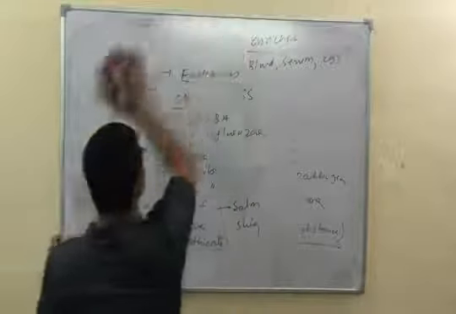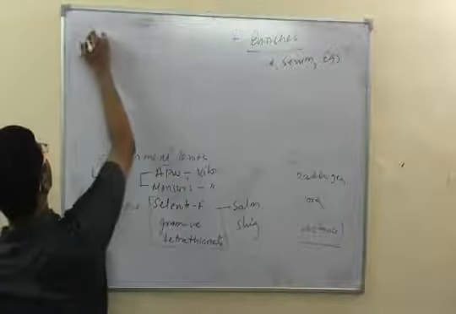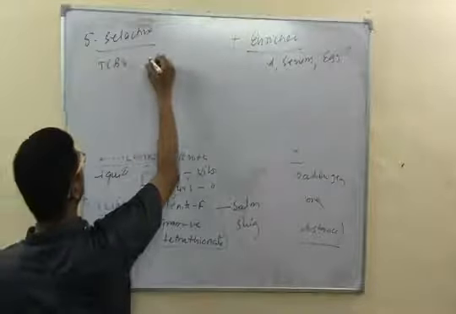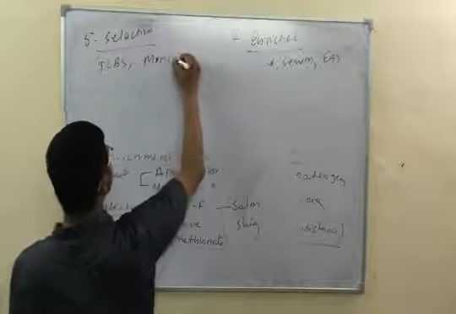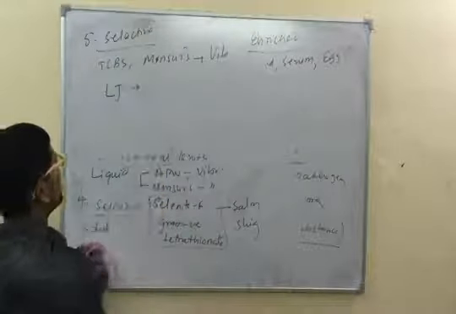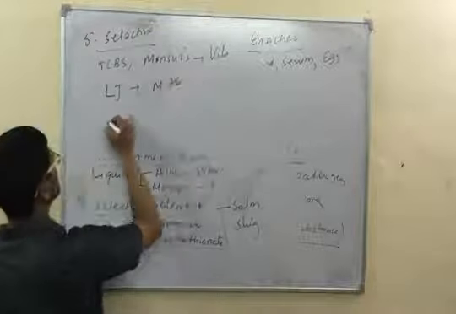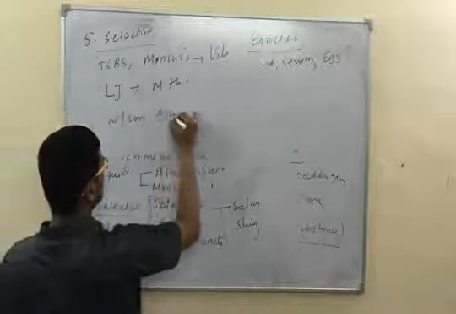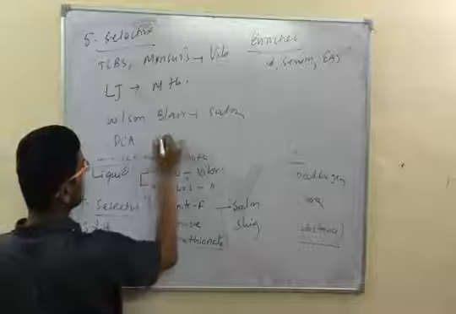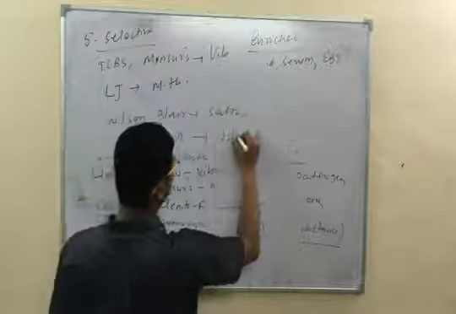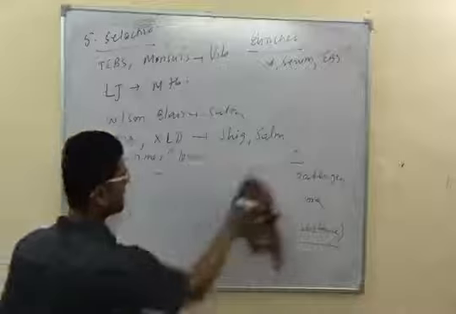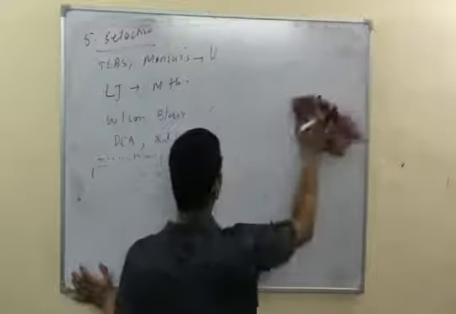Okay, examples of selective medium are plenty. TCBS and Monsur's medium, all these are for Vibrio. Then the Lowenstein-Jensen medium for Mycobacterium tuberculosis, Wilson-Blair medium for Salmonella, DCA, deoxycholate citrate agar, XLD, all these for Shigella and Salmonella. Okay, so these are the various selective media. There are so many other media also, you can have a look. It is given in detail in your book.